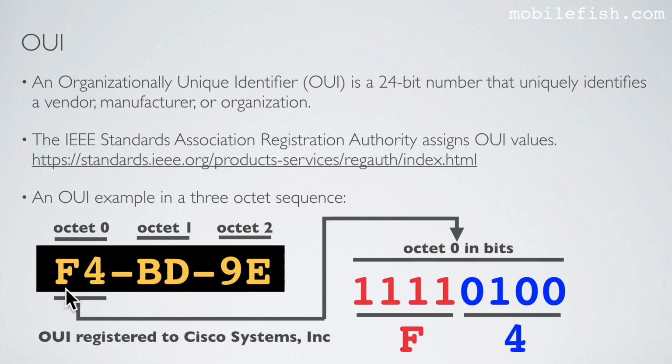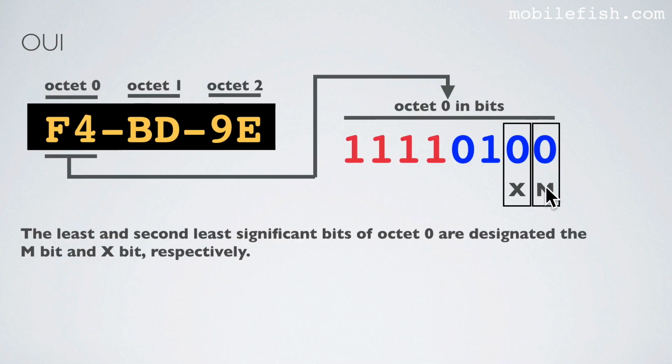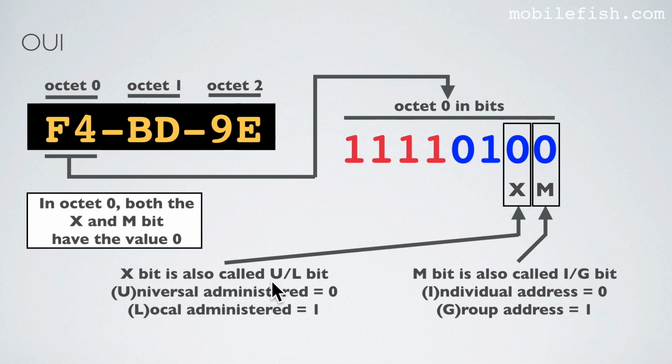Let's only focus on octet 0. This is octet 0 in bits. These 4 bits represent the hex value F, and these 4 bits represent the value 4. The least and second least significant bits of octet 0 are designated the M bit and the X bit. The X bit is also called the UL bit. The U refers to universally administered and the L refers to locally administered. If the X bit is 0, then it is universally administered. If the X bit is 1, then it is locally administered.